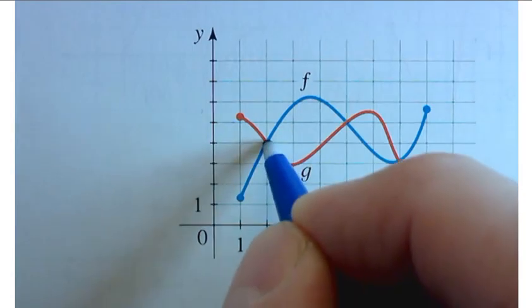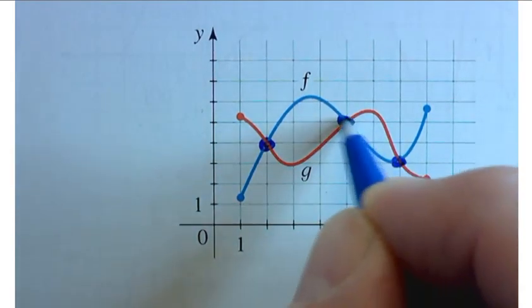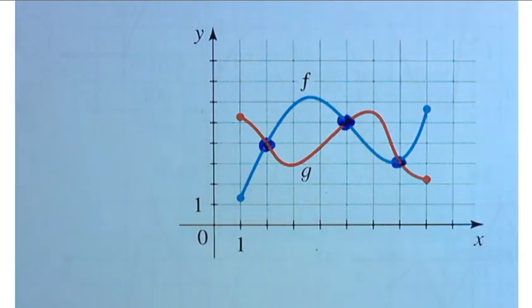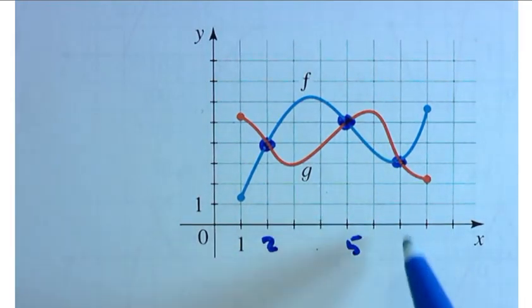Well, I see a few of them. Yeah, 2, 5, and 7. That looks like where they're equal to each other. Do you agree with those? 2, 5, and 7? Okay.